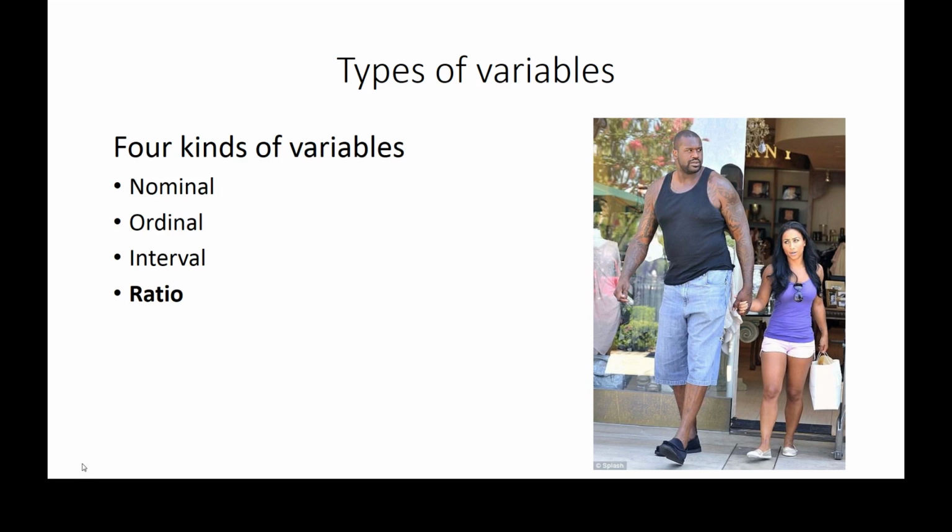Because weight, 0 kilograms actually means 0, and 0 meters means 0. He's also probably about 100 times as rich as most of us. So that makes sense too with the money, right? You can have 0 money.